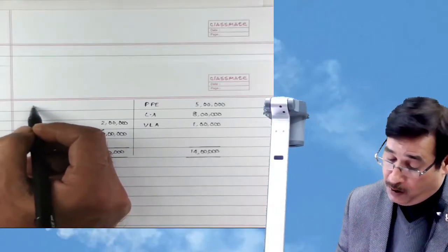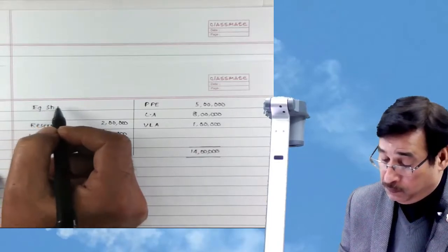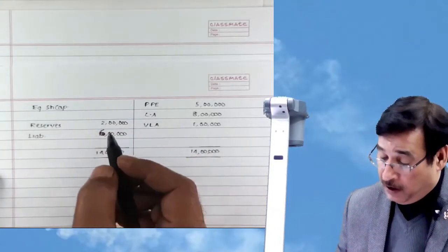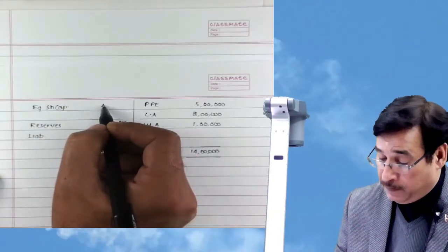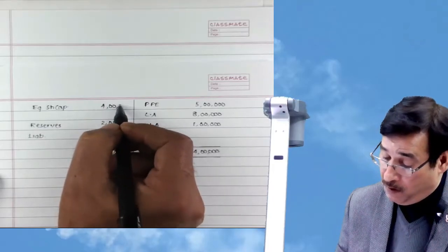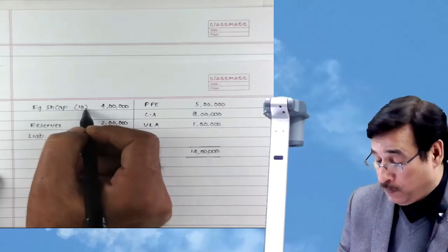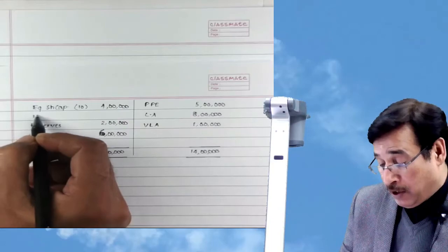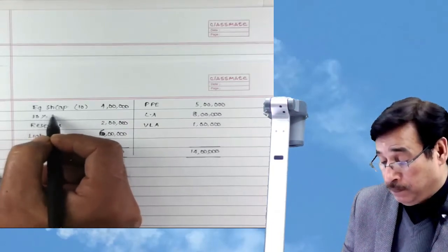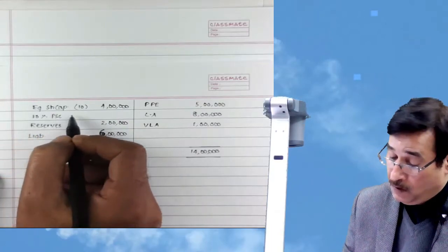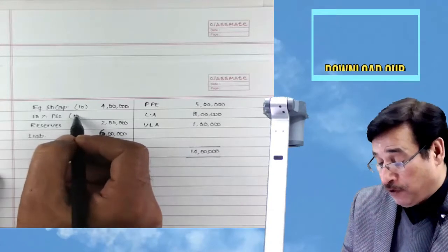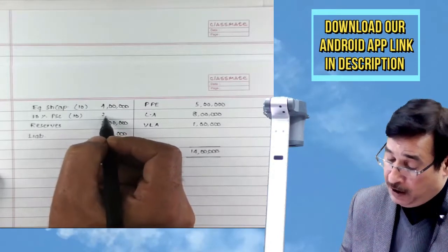And let us say equity share capital is 4 lakhs, and one share is of 10 each. Correct? And there is 10% preference share capital, let us say again it is of 2 lakhs.